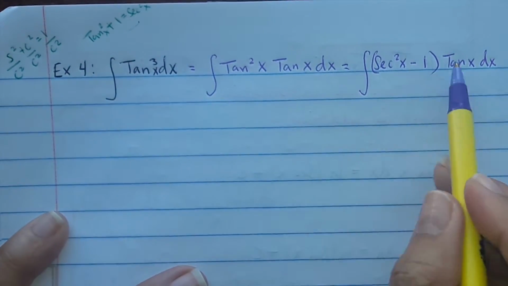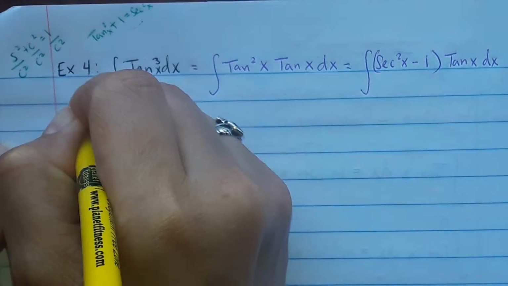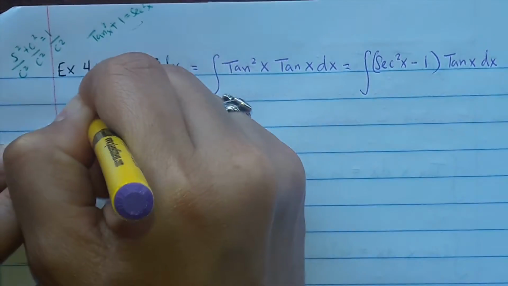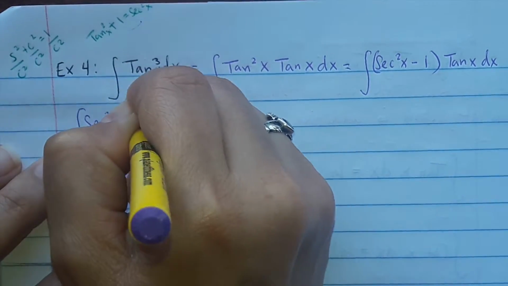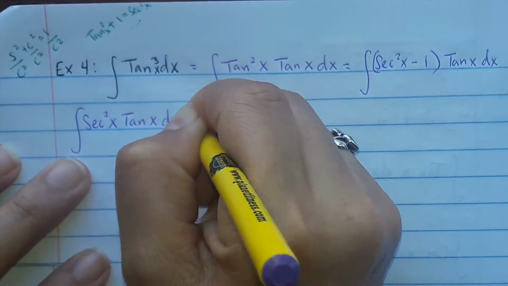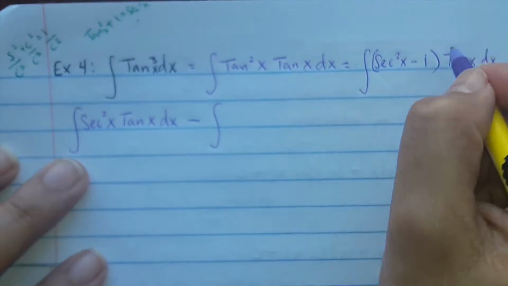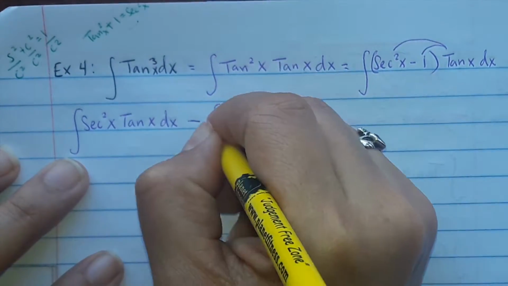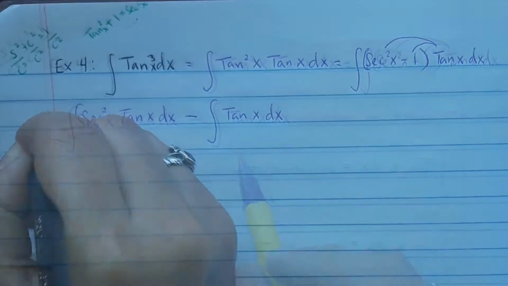Alright, let's go ahead and distribute. So we're going to get secant squared x tan x dx minus tan times 1, which is tan x dx.